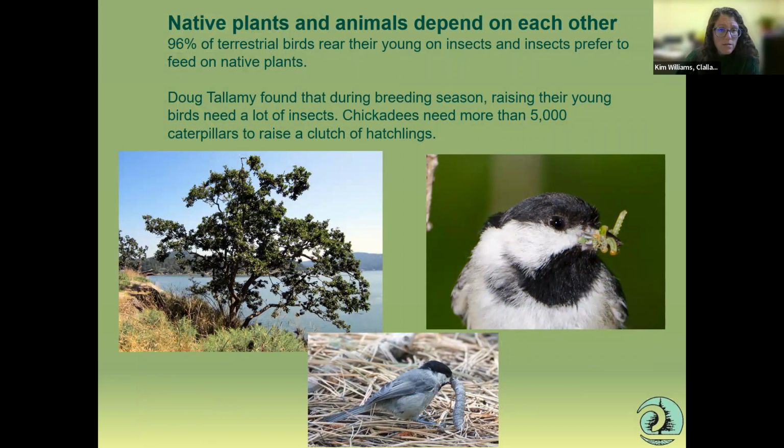Native plants depend on the native animals, and the native animals depend on the native plants. They just depend on each other. Birds, when they're raising their young, need a ton of caterpillars to feed them. Doug Tallamy, who is an ecologist, did a bunch of surveys and monitoring on plant-bird interactions, and he found that chickadees, when raising just a small clutch of hatchlings, need 5,000 caterpillars or more to raise that clutch of birds.